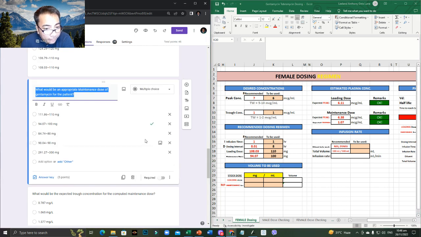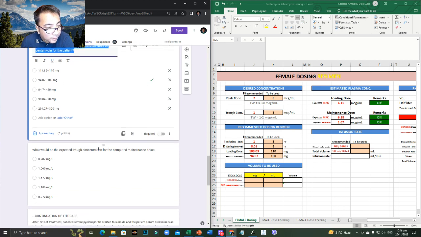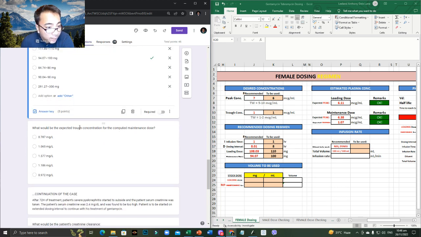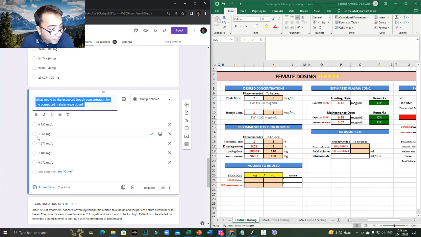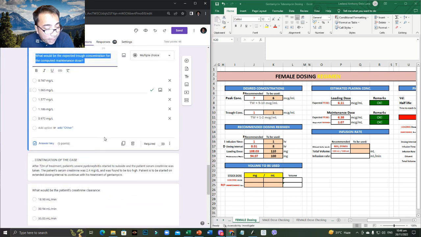Right? So, the correct answer would be 94.07. So, 100 milligrams. Good na yun. Okay? Then what would be that expected trough concentration for the computed maintenance dose? That's 1.07 or 1.065. So, ito siya. Here we are. Okay? Now, continuation of the case.